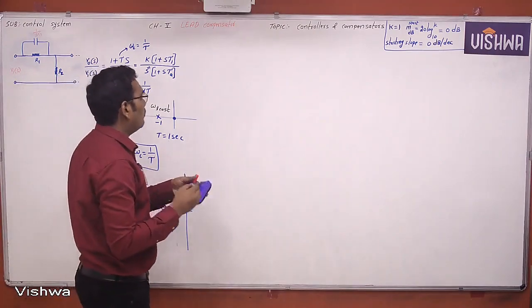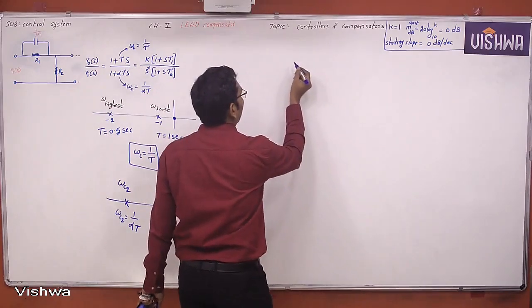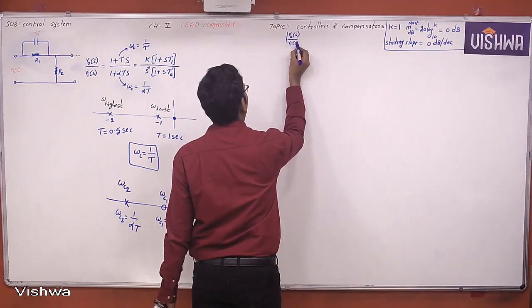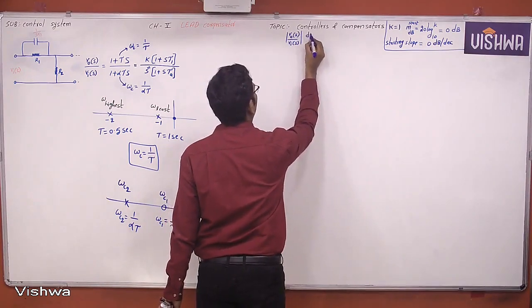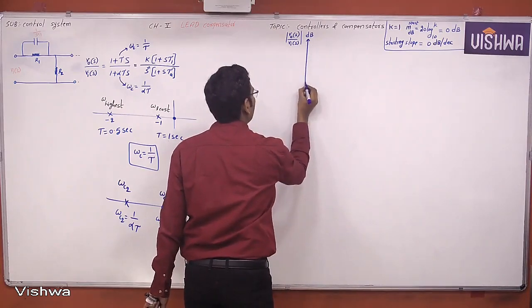Now, first for the Bode plot, we will draw the Bode magnitude plot. What is the Bode magnitude plot? Magnitude in terms of dB, V naught of S by Vi of S. Magnitude, or this is nothing but the gain in terms of dB, versus frequency.